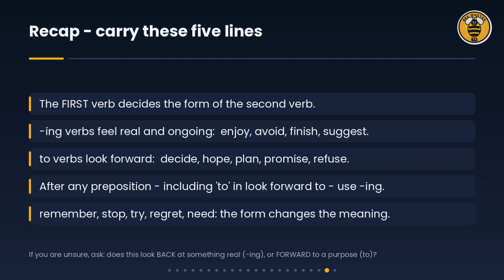Let's recap the 5 lines worth carrying with you. 1. The first verb decides the form of the second verb. 2. ing verbs feel real and ongoing. Enjoy, avoid, finish, suggest. 3. To verbs look forward. Decide, hope, plan, promise, refuse. 4. After any preposition, including the word to in look forward to, use ing. 5. We remember, stop, try, regret and need.